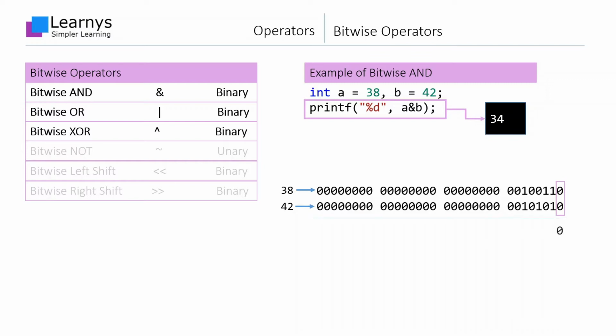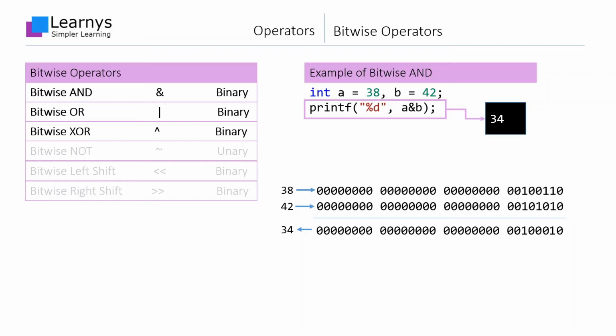The least significant bits of both the bit patterns are 0 and hence the operator will generate 0. The second least significant bit of both the bit patterns is 1 and hence the AND operator will generate 1. The third least significant bit is 1 and 0 respectively and the AND operator will again generate 0. After comparing each bit of the input bit patterns in a similar manner, the AND operator will generate the following bit pattern. The decimal equivalent of this bit pattern is 34 and this is what you saw getting printed on the terminal.